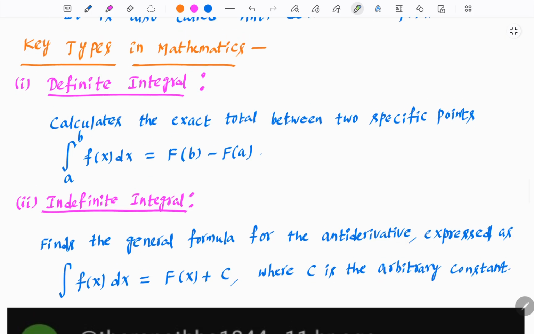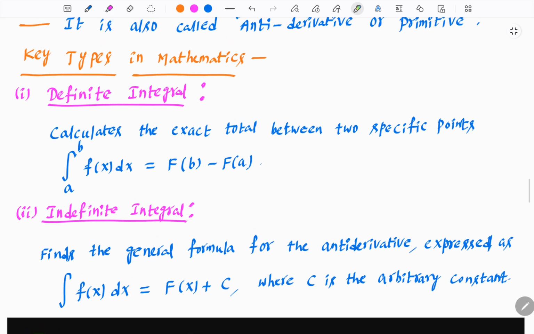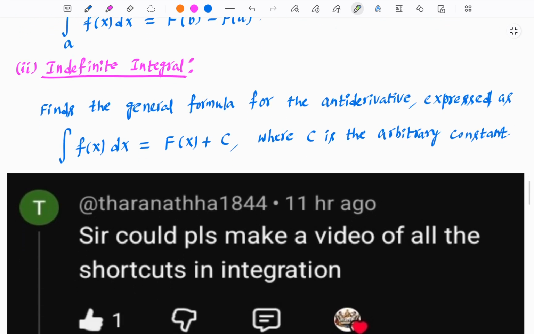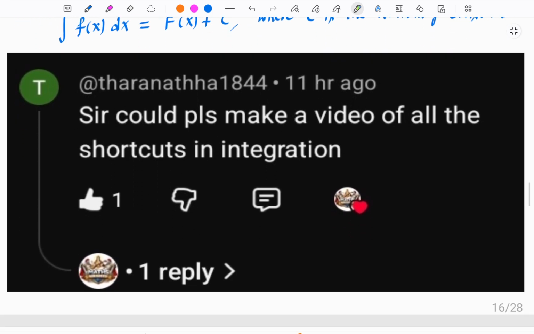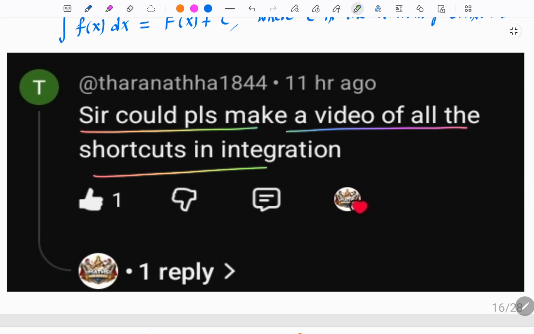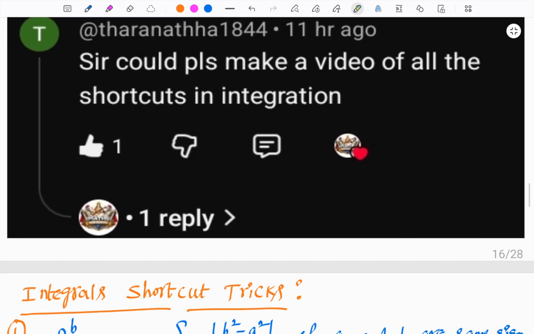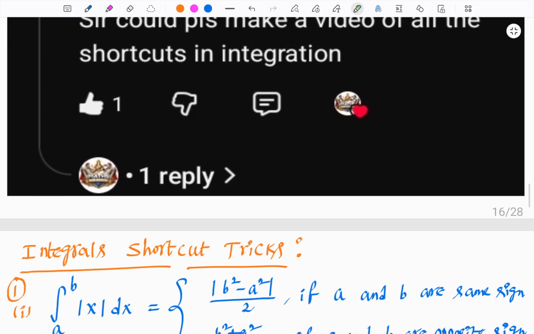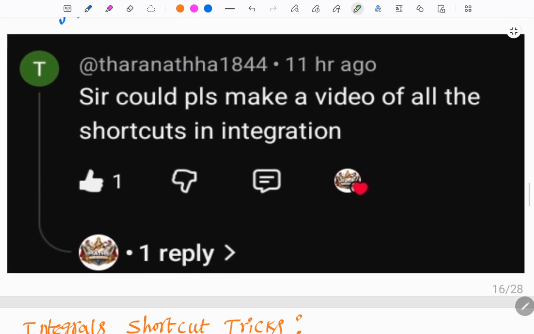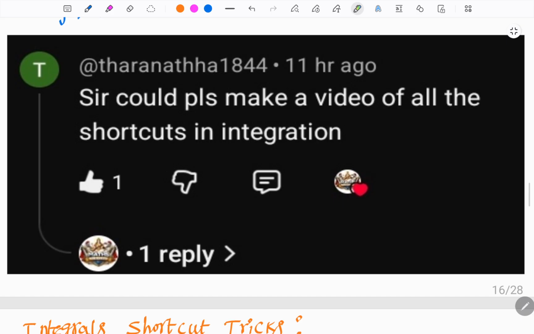Sir, why are you making this video? That is a question, right? Okay, I will tell you. One of our subscribers, a student, asked, sir, could you please make a video of all the shortcut tricks in integration? Yes, I considered this comment, so that's why I'm doing these shortcut tricks. Clear, students? And I am also saying thanks to Taranatha.